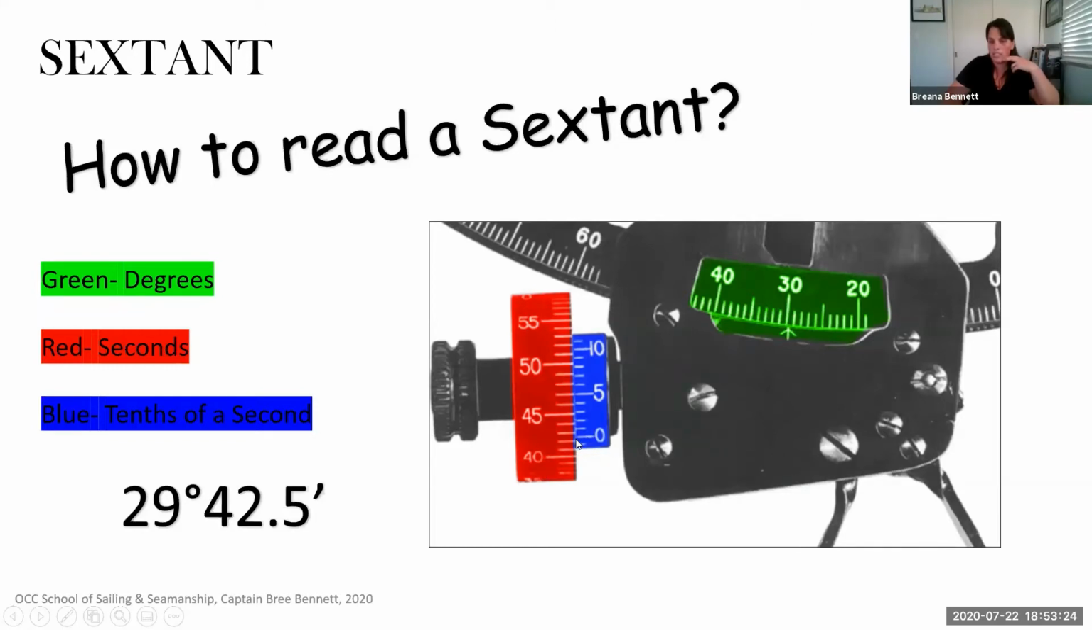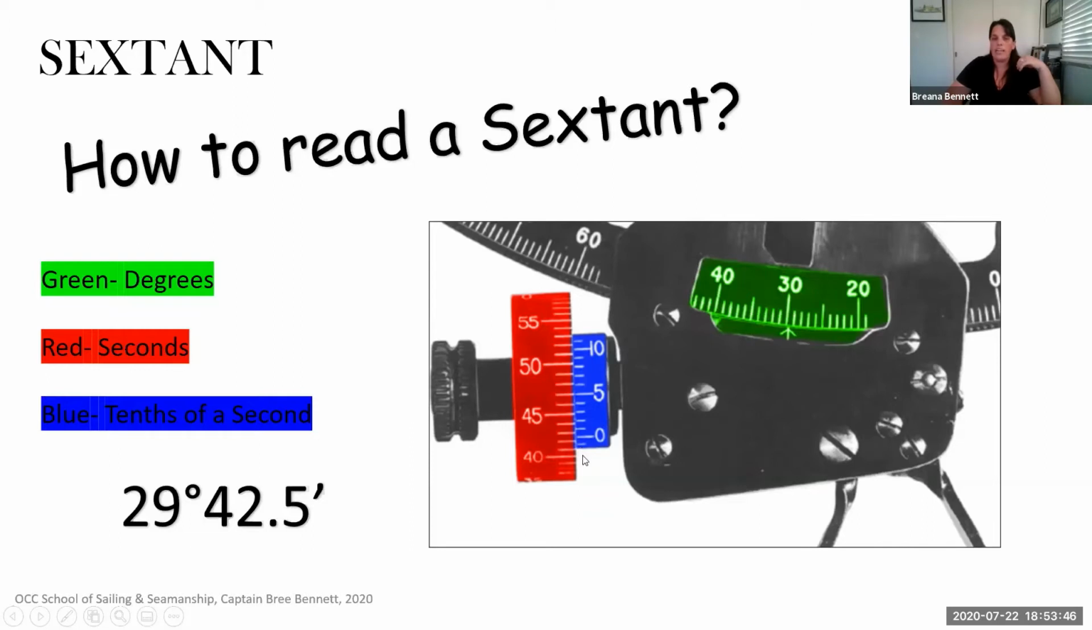So here I'm looking at the 0. This little 0 line is at, here's 40, here's 41, here's 42, here's 43, 44, and 45. So it's between 42 and 43 where that 0 is. So I know it's somewhere between 42 and 43.